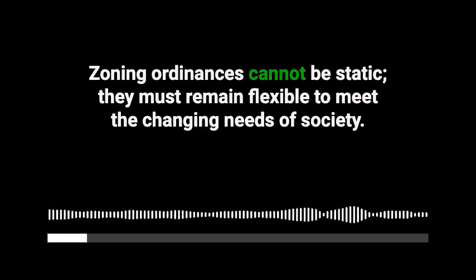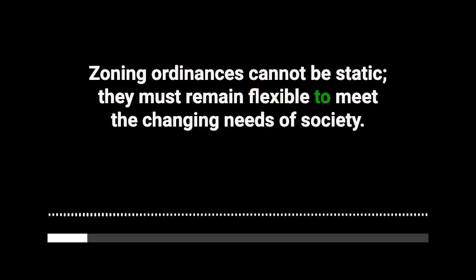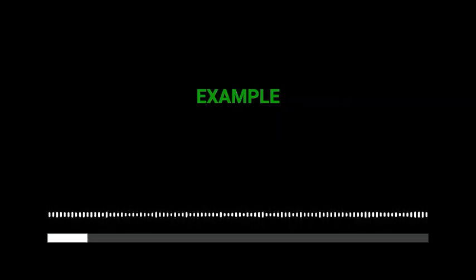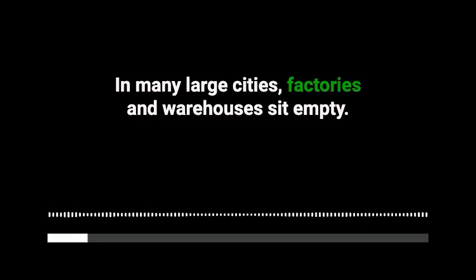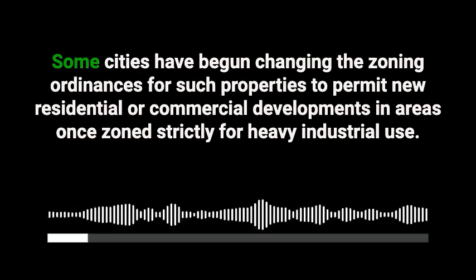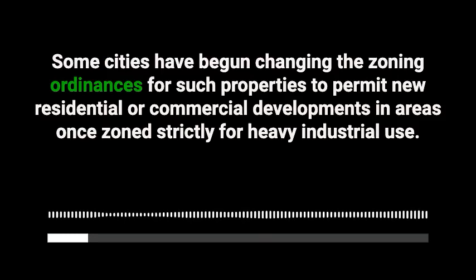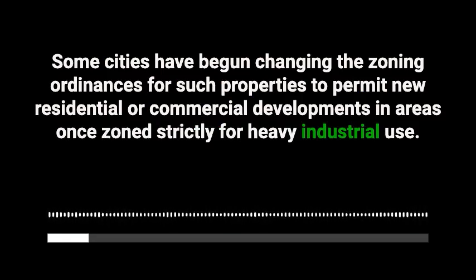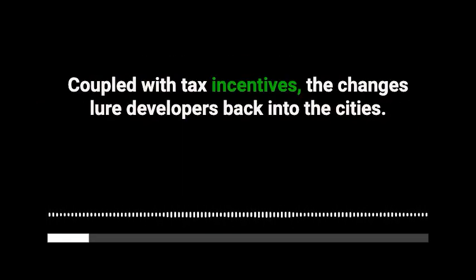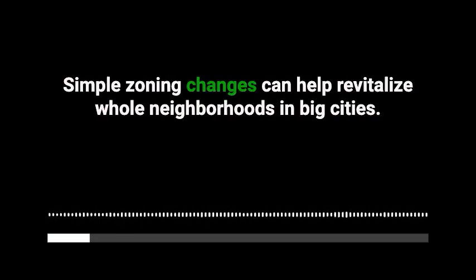Zoning ordinances cannot be static. They must remain flexible to meet the changing needs of society. Example: in many large cities, factories and warehouses sit empty. Some cities have begun changing the zoning ordinances for such properties to permit new residential or commercial developments in areas once zoned strictly for heavy industrial use. Coupled with tax incentives, the changes lure developers back into the cities. The resulting housing is modern, conveniently located, and affordable. Simple zoning changes can help revitalize whole neighborhoods in big cities.